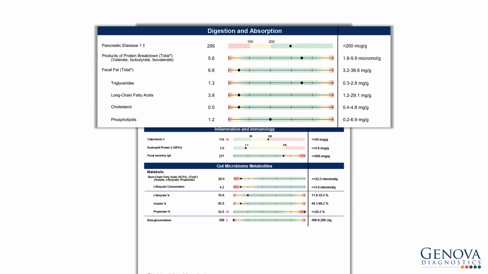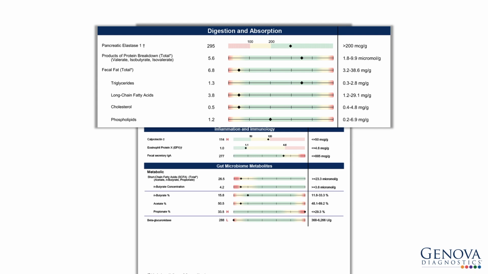If PE1 is low, it's important to determine the cause, and pancreatic enzyme replacement can be started. PE1 measurements are not influenced by exogenous enzyme supplementation and only represent endogenous levels. Products of protein breakdown are made by bacterial fermentation of protein. The patient's level is normal at 5.6. When elevated, it may indicate hypochlorhydria, pancreatic insufficiency, bacterial overgrowth, GI irritation, inflammation or bleeding, or increased protein intake.